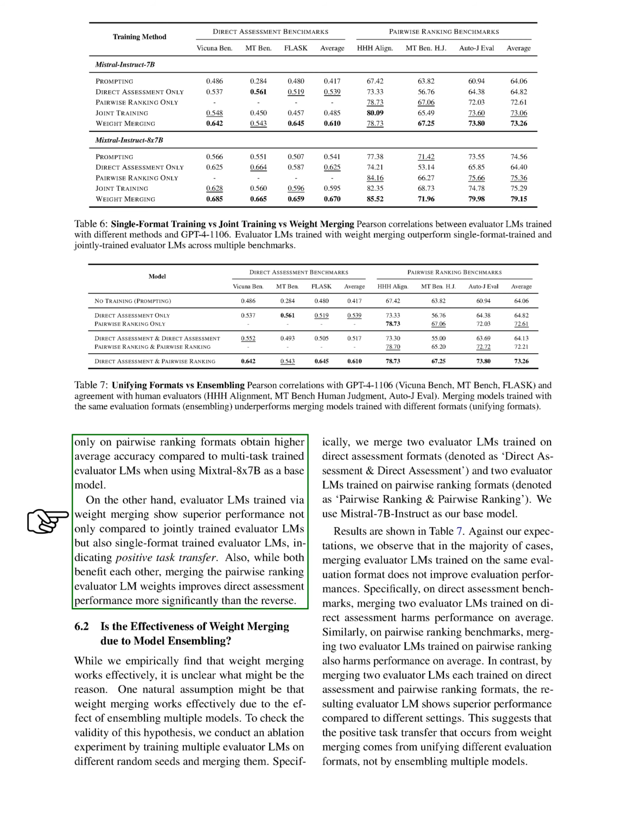When comparing weight merging with joint training, we find that weight merging leads to superior performance compared to joint training and single-format training. This positive task transfer is evident in the improved direct assessment performance achieved through merging pairwise ranking evaluator LM weights. Regarding the effectiveness of weight merging, we conducted an ablation experiment to investigate if ensembling multiple models plays a role.